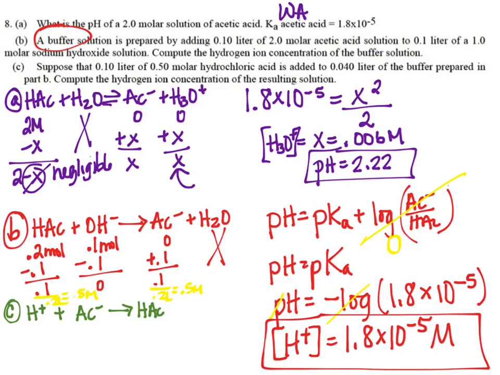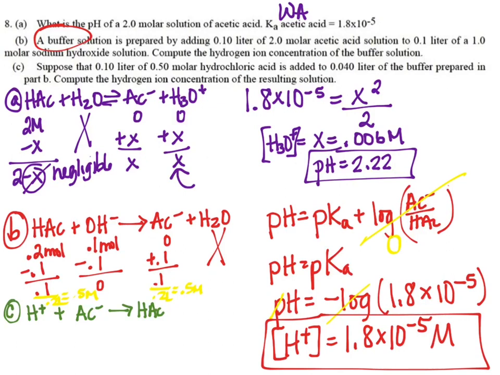Because we're about to use them in the rice table. Where you did it, 0.2. 0.2, because I had 0.1 liters and I added another 0.1 liter to it. All right.